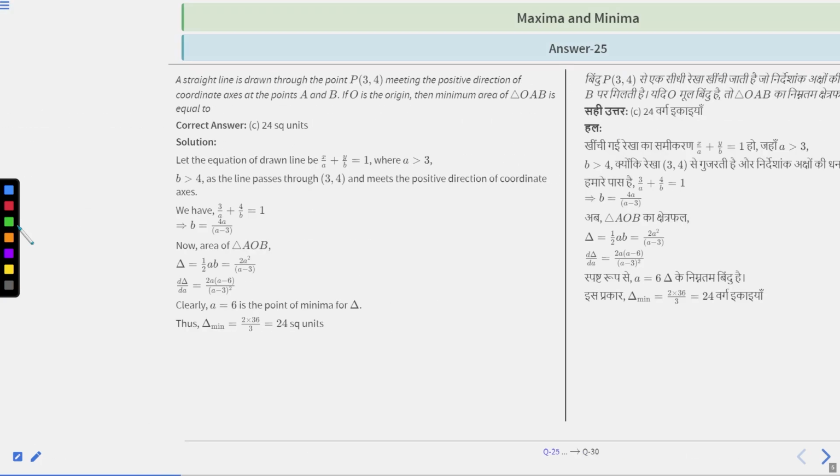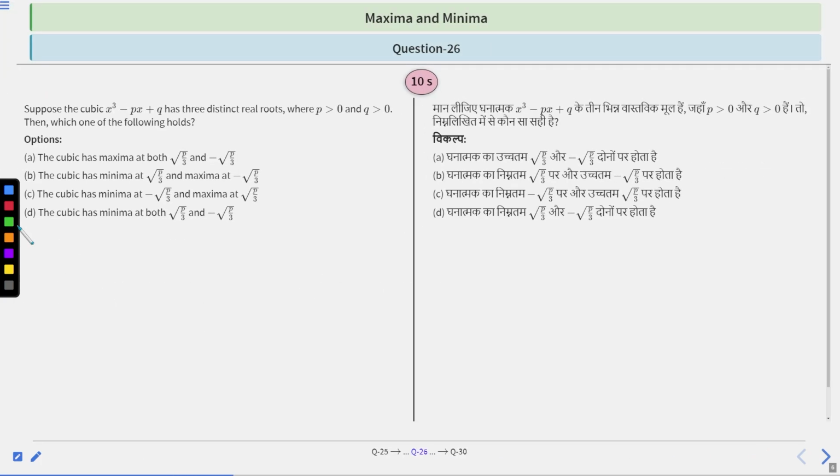Okay, let's move to the next question. Question number 26, which says, suppose the cubic x cube minus px plus q has three distinct real roots where p greater than 0 and q greater than 0. Then which one of the following holds?